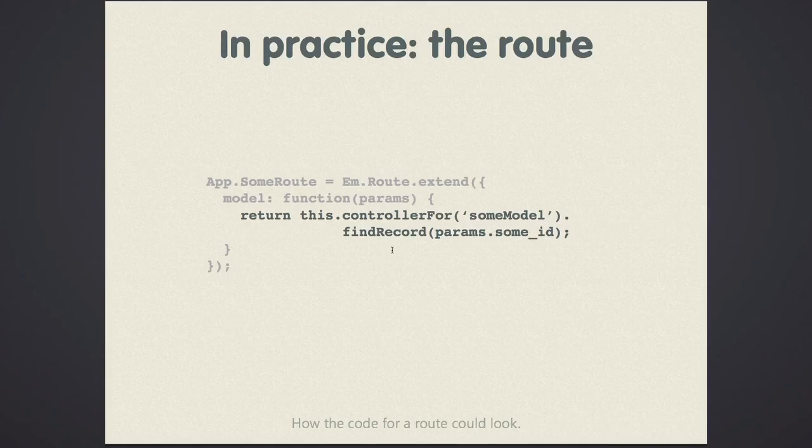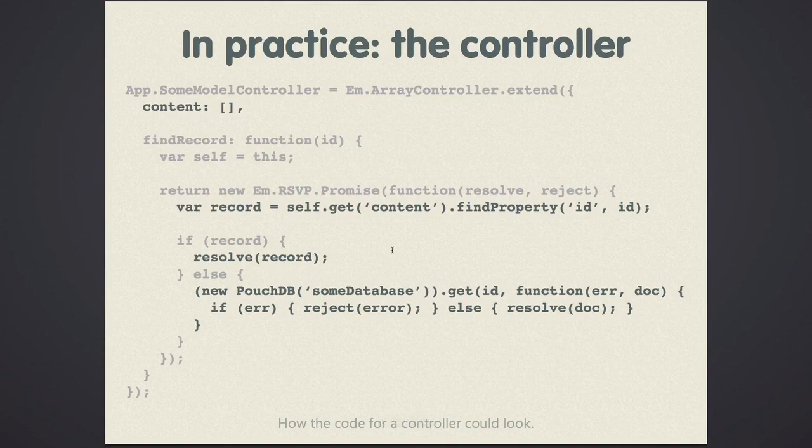App.sumroot has a model, and what I do is that instead of this model being hooked up directly to Ember Data, it's hooked up to one of my model controllers. So this returns a call to findRecord in the sum model controller with the given parents. And the controller, that's the interesting part really. The controller is basically just, as I said, an array controller. So it's got the content. You don't need to type that; that's just for readability here. And it's got the findRecord function.